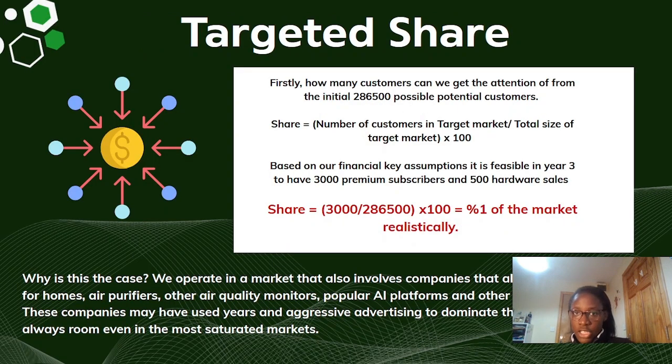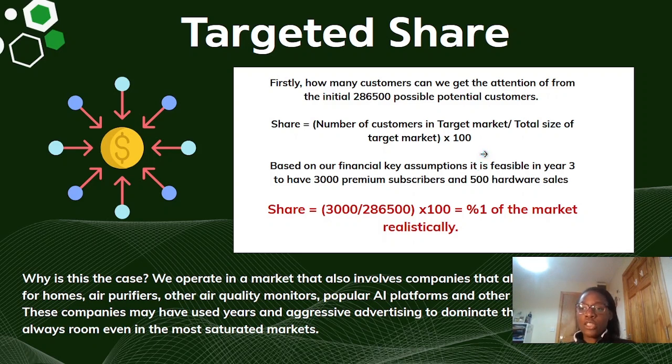So for the targeted share, we're basically trying to calculate how many customers we can actually get attention from. So again, I would look at the initial 286,000 potential customers. And in order to calculate the share, we need the number of those customers in the target market divided by the total size of the target market, as well as multiplied by 100.